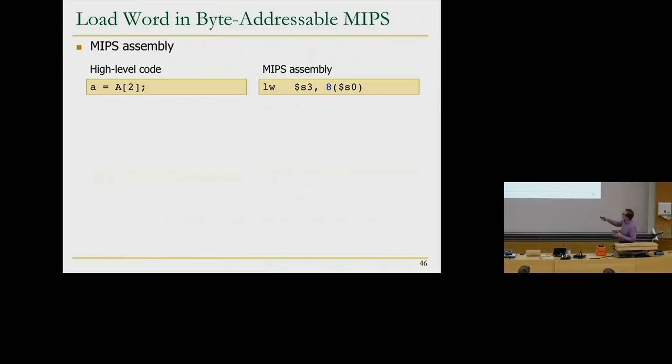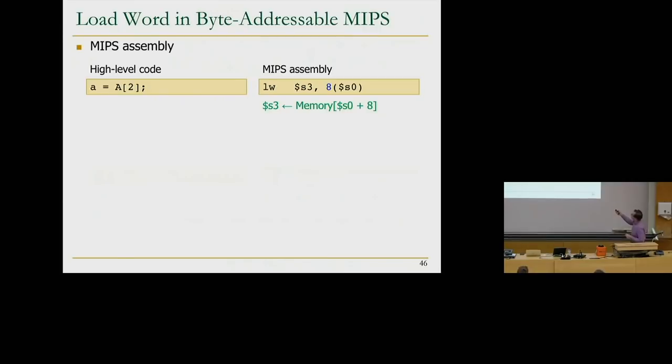If this is our high-level code, and array A contains elements that are words, the second element, second offset (0, 1, 2), really starts from byte 8, right? Because you have 2 words, each of them has 4 bytes, so this second one should start from byte 8. And that's exactly what this MIPS assembly that corresponds to this says.